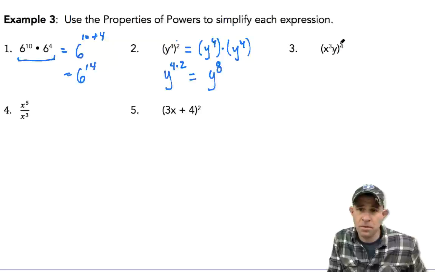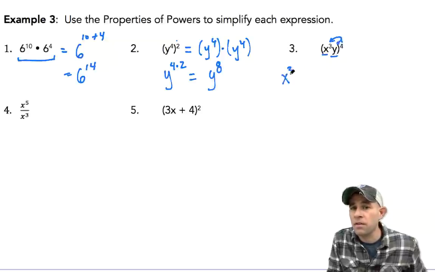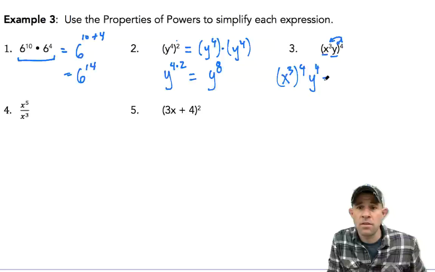All right, in example 3, again we have two different bases that need to be both raised to this power of 4. So we have x cubed to the 4th power times y to the 4th. So we have a power of a power here. This simplifies to x to the 12th times y to the 4th.